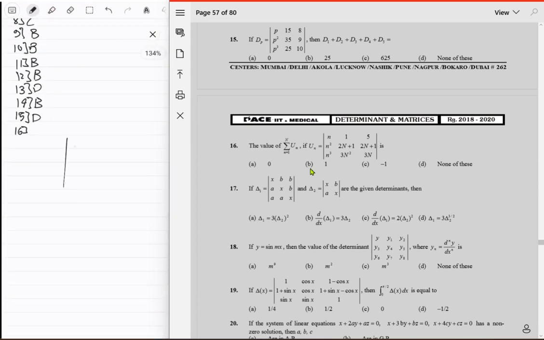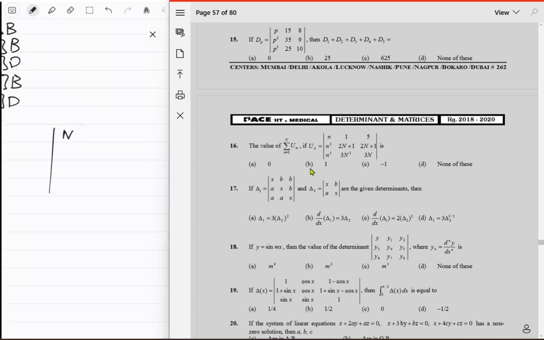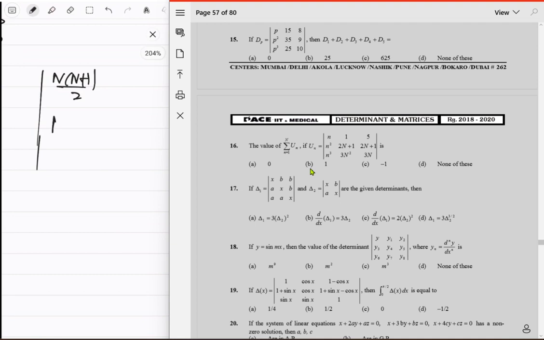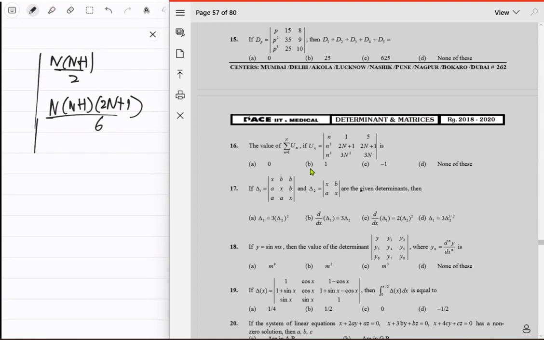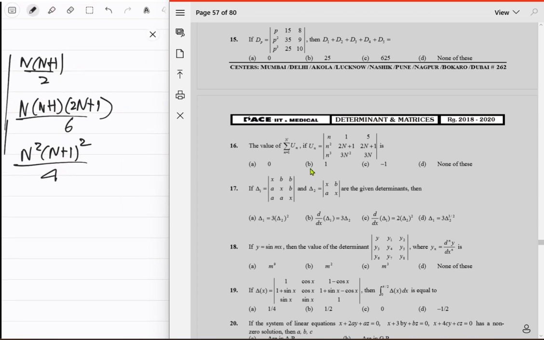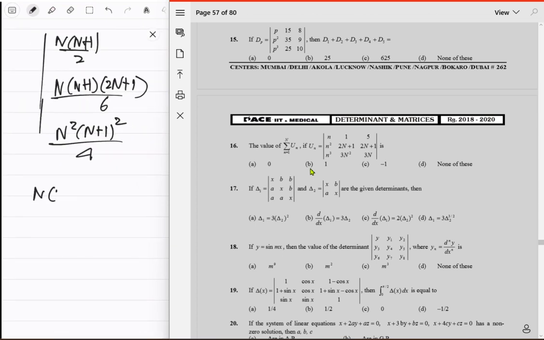Just get this thing n times n plus 1 upon 2. You already get 1 upon 2 out, or we'll just manage that later. N plus 1 upon 2. Then you got this thing, n plus 1, 2n plus 1 upon 6. Then what else do you have? Just n cube. So just n squared, n plus 1 squared upon 4, of course. And oh, I think I know, it's okay. Just take that n times n plus 1 upon 2 out.